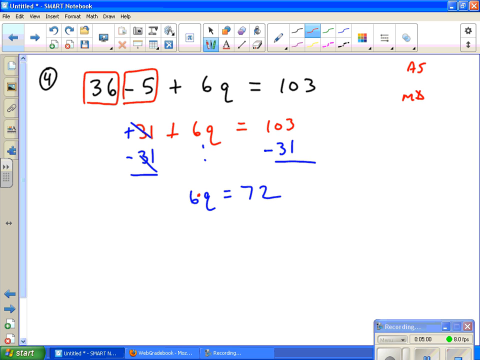6 times q means 6 times q. In order to undo it, you divide by 6, and it'll cancel. You divide the left by 6, you need to divide the right by 6. Q equals 12.